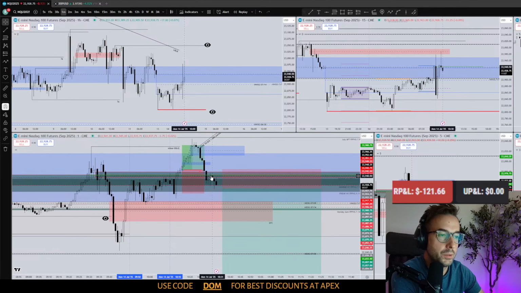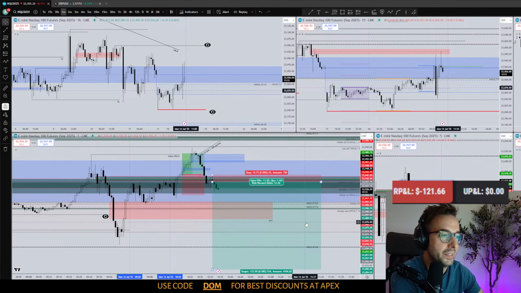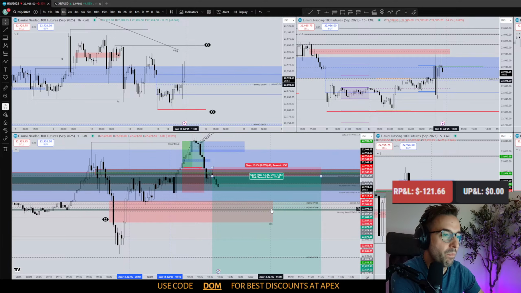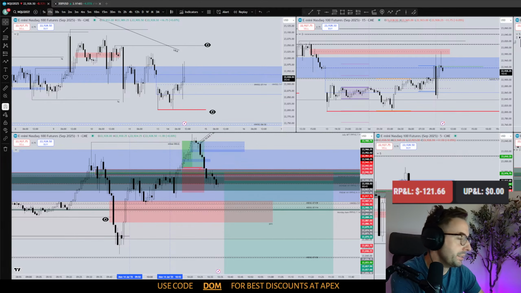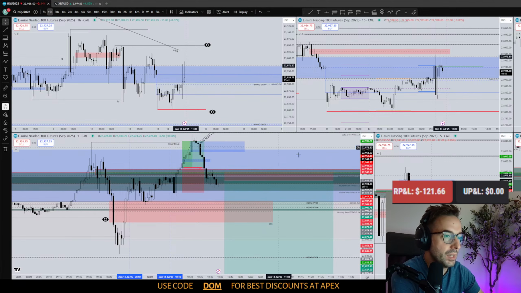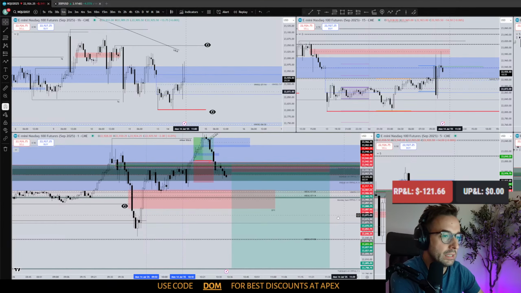So price is nicely rejecting the lower half of this fair value gap of today. Looks like this was nice here, but is it nice enough to take a short? I don't think so. Usually when we see rejections like this, we do want to see some kind of displacement. Not even on the 15-second do we have displacement. And if we do, it's extremely minor. But I'm not comfortable in taking a short here.